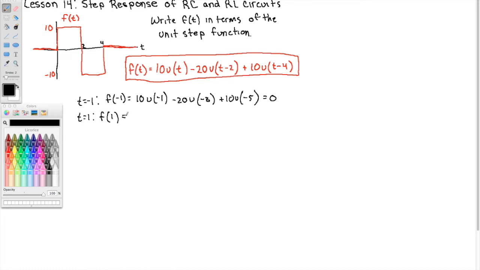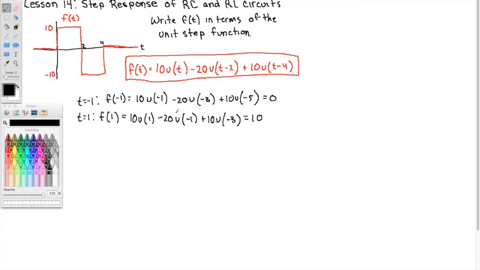F of 1, according to our answer, is 10 times the unit step of 1, minus 20 times the unit step evaluated at -1, plus 10 times the unit step evaluated at -3. The last two input arguments to the unit step are negative, so they're 0. I just get 10 times the unit step of 1, and the unit step of 1 is 1. So this is 10. That's good. That's this piece up here.